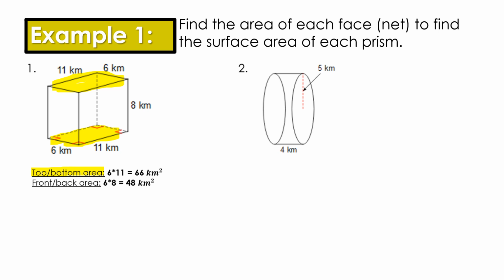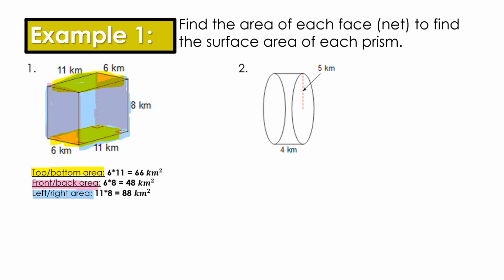The next piece I found was the front and the back area. So I highlighted those here. So in pink, the front and the back area is going to be 6 by 8. So notice I have an 8 over here, and I just copied that over to here. So the front and back area, each of those pink rectangles is going to be 48 kilometers squared. And then the left and right area, which I've highlighted in blue, I know it's kind of hard to see back there, is going to be 11 by 8, or each of those rectangles will be 88 kilometers squared, right?